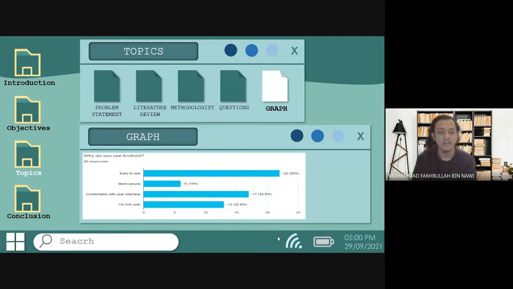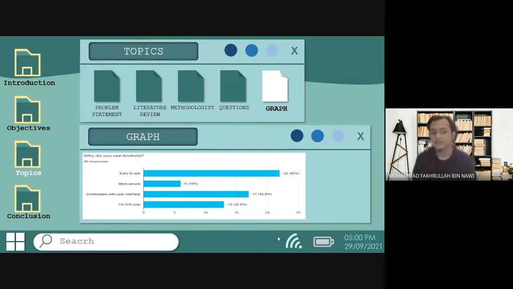So this is the second part, which is a graph. The question is why do you use Android? From the 40 respondents, we know that Android is easy to use, and the other reason is they are comfortable with the user interface.